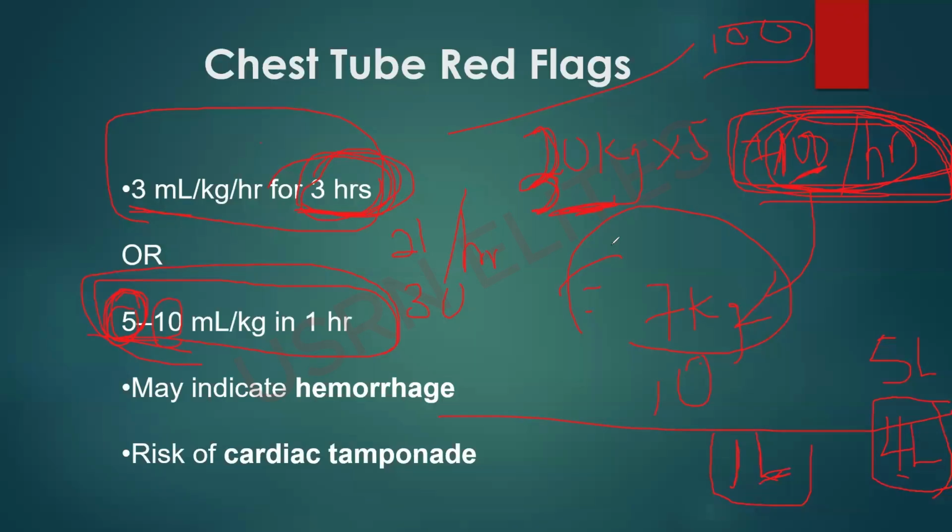Yes, please. I want clarification with the two formulas given. The first one, 3 mils per kilogram per hour, and then the second one, 5 to 10 mils per kilogram in an hour. Is it that the first one is the minimum volume for concern and the second one is the maximum volume for concern, or how is the difference? Because I'm not getting the clear cut point. Thank you.